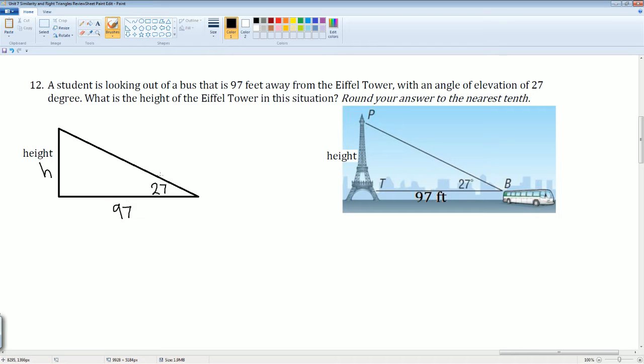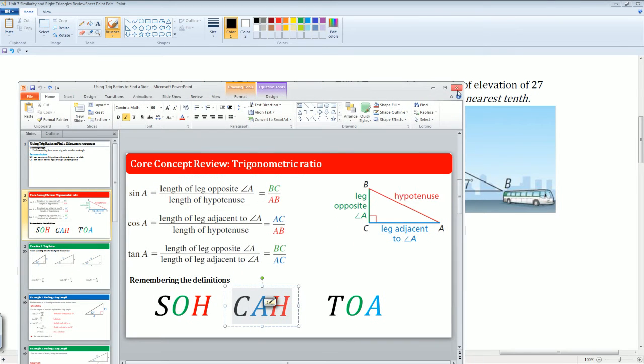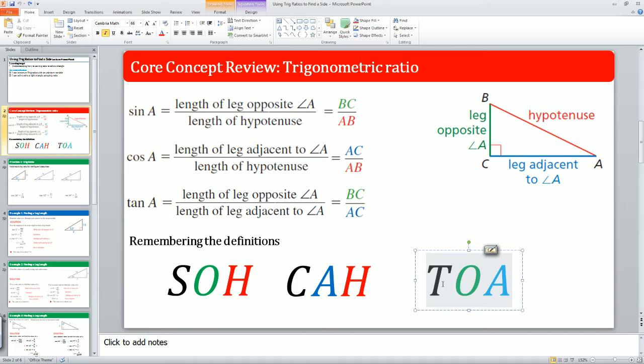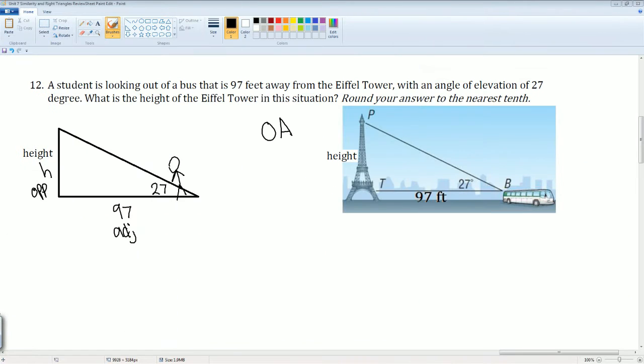Now we can solve this like a trig problem. We draw the guy. From the point of view of the 27 degrees, 97 is going to be our adjacent, and H is going to be our opposite. So we have the letters O and A. We bring up our notes. O and A is TOA, so we are going to use tan. So I write tan of 27 is equal to opposite, which is H, over adjacent, which is 97.